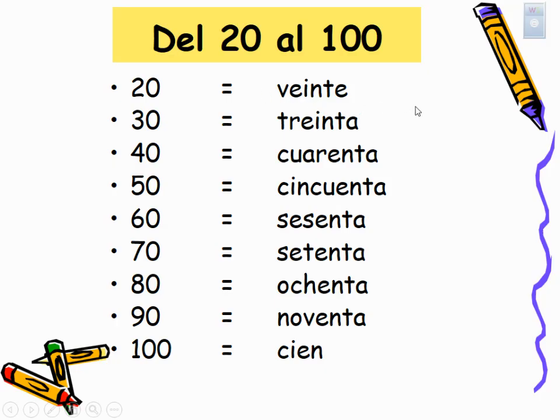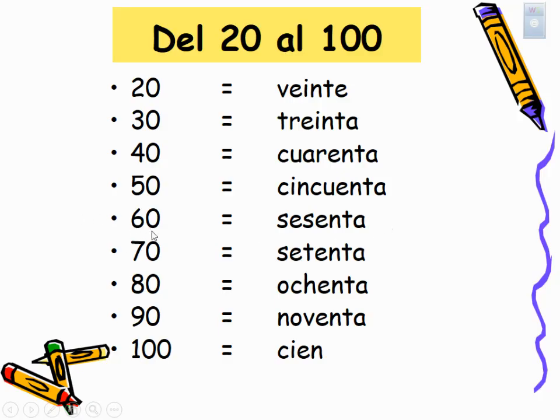20, 30, 40, 50, 60, 70, 80, 90, 100. So when I was younger, when I was a little girl, and I had to learn my numbers 1 to 100, guess what those two numbers, what are the two numbers that I had difficulties learning?